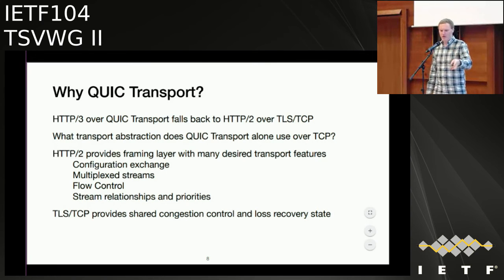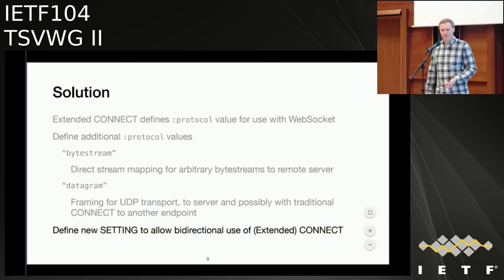So all those nice transport features that we get from HTTP2 are also transport features provided by QUIC transport. TLS and TCP come together to form what's missing from QUIC transport, which is the reliability and the congestion control and all of the rest of that. So if you put those together, you effectively have a nicely mappable transformation from QUIC transport back to HTTP2 transport.